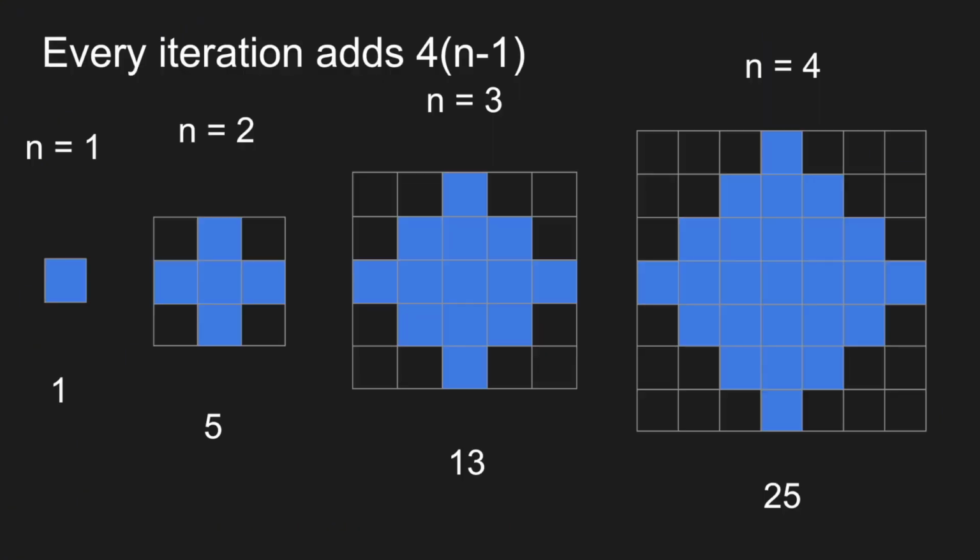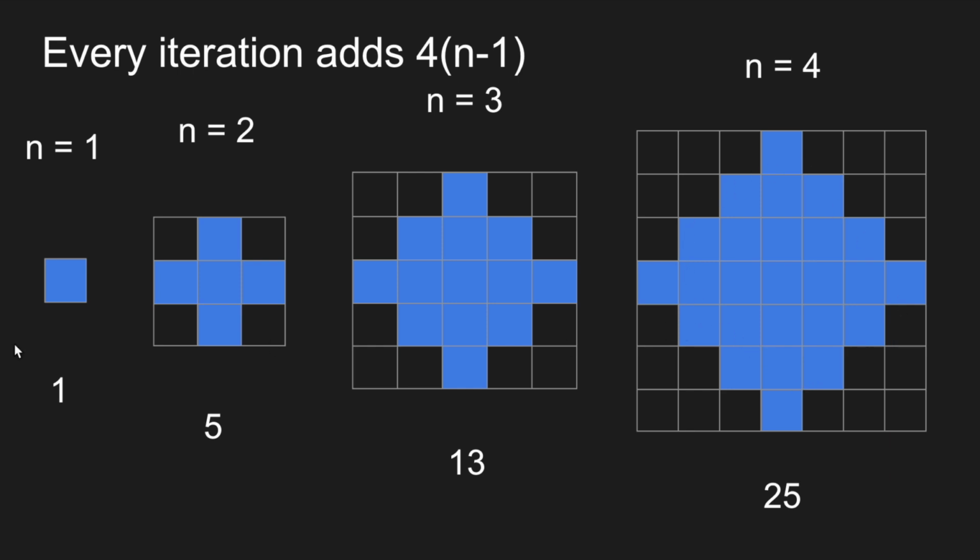So if we notice a pattern after 1, starting at n equals 2, at every iteration, it will add 4 times n minus 1. So as you can see, n equals 2, it will be 5. n equals 3, it will be 13 because we are adding 4 times (3 minus 1), which is 4 times 2. So 5 plus 8 is equal to 13. At n equals 4, we are adding 4 times (4 minus 1), which is 4 times 3, which is 12. So 13 plus 12 will equal 25. So if you count up these blue squares, it will be 25.